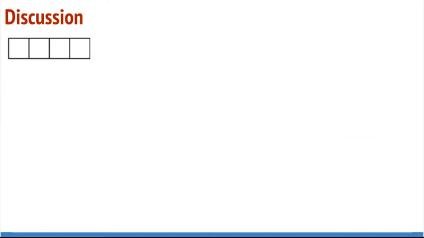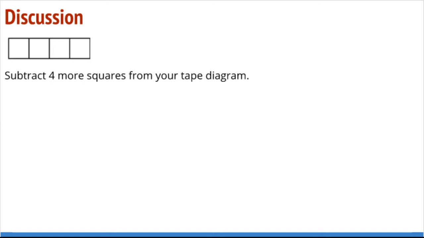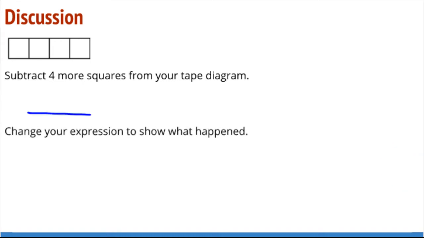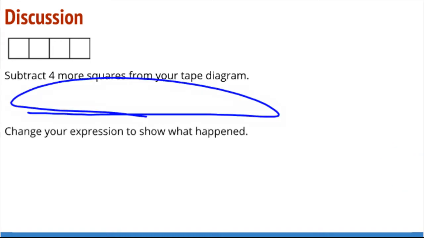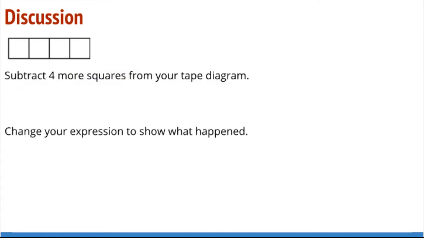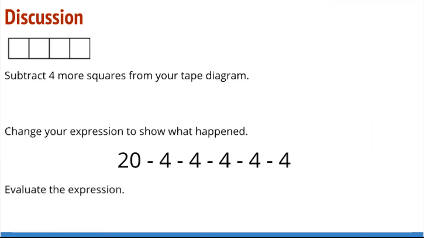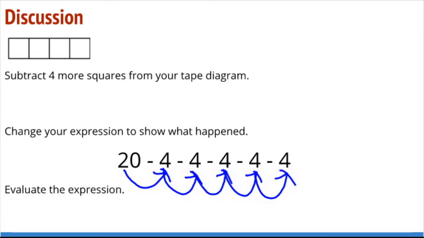So we've got 4 squares left, and we're going to take away 4 more now. And there's nothing here because we've taken all the squares away, and we need to indicate that with our expression. And at this point, we can evaluate out the expressions. So if we have 20 and we take away 4, we've got 16. And take away 4 more, and we've got 12. And take away 4 more, and we've got 8. And take away 4 more, and we have 4. And take away 4 more, and we have nothing left. We are at 0.